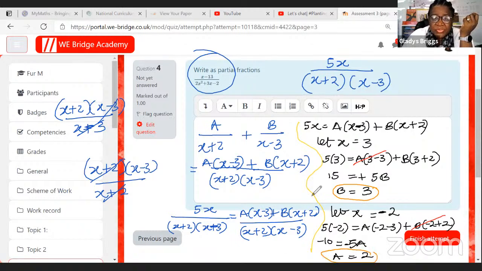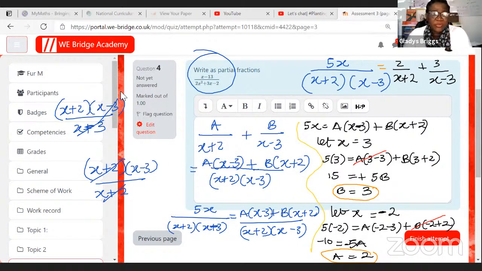So now you're going to rewrite this problem as a partial fractions problem. It's going to be 2 over x plus 2, plus 3 over x minus 3. We've done this before, so you know how to do it. You can do it.